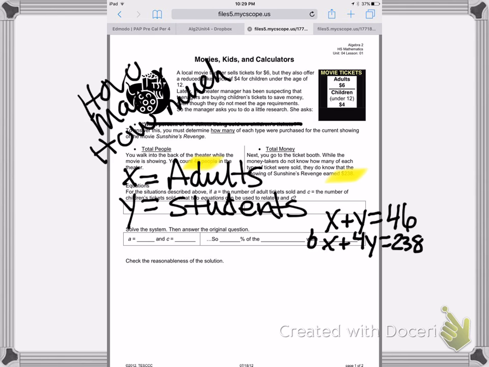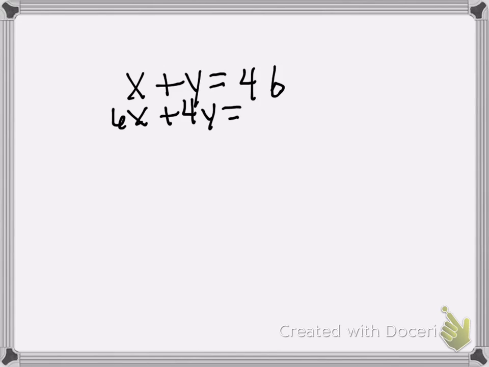We did how many, how many, how many, and how much, how much, how much. When we did the how much, we put money on everything. When we did the how many, we didn't have to put money on it. Now I'm going to go to the next screen and we're going to solve that. So we had X plus Y equal to 46. And then we had 6X plus 4Y equal to 238.